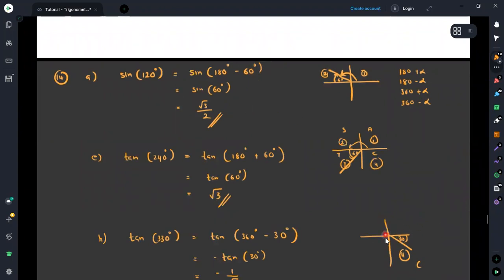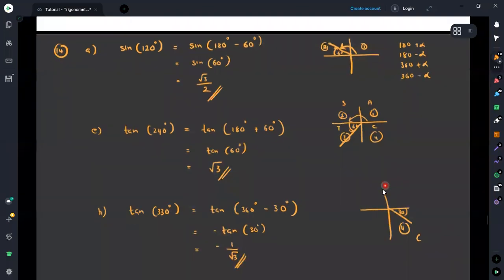If it is on the line, we can easily find out the values, but if it is in one of these four quadrants, we may not easily find out the values. That's why we are taking into consideration the values 30, 45, and 60. And I will take another example.